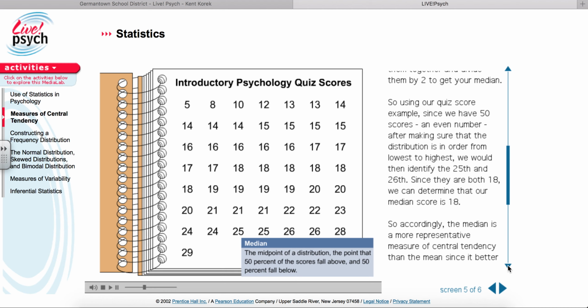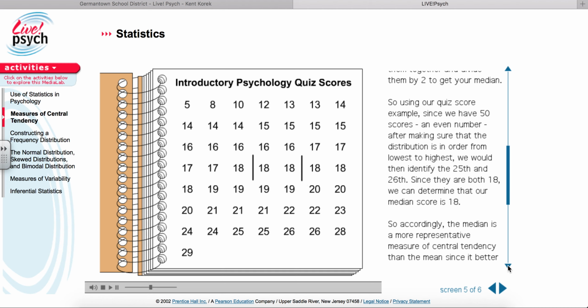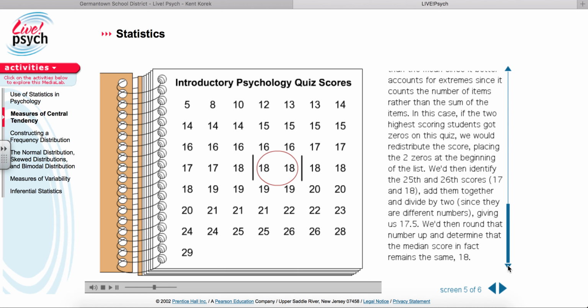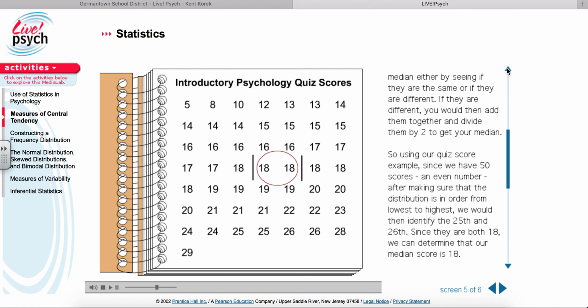So using our quiz score example, since we have 50 scores, an even number, after making sure that the distribution is in order from lowest to highest, we would then identify the 25th and 26th scores. Since they are both 18, we can determine that our median score is 18. So, accordingly, the median is a more representative measure of a central tendency than the mean since it better accounts for extremes, since it counts the number of items rather than the sum of the items.